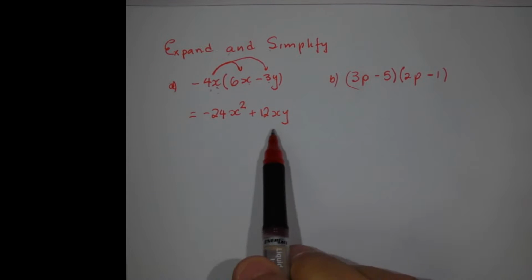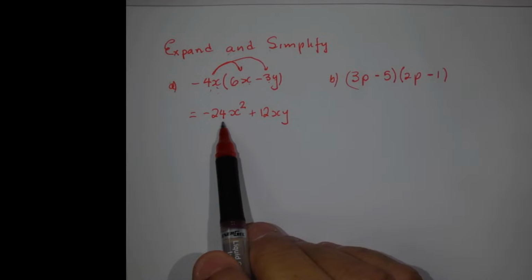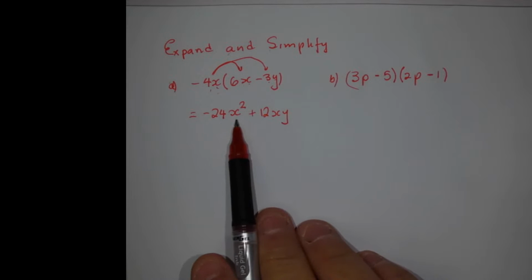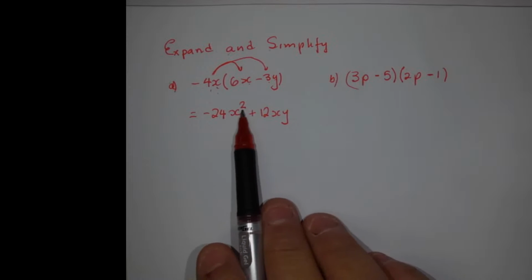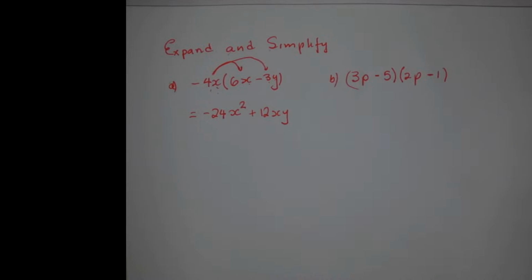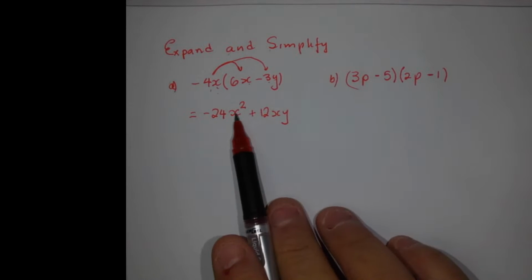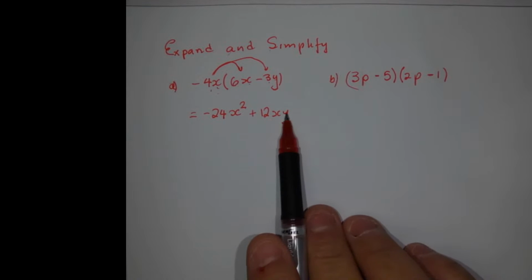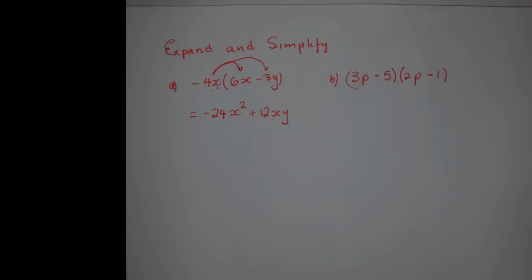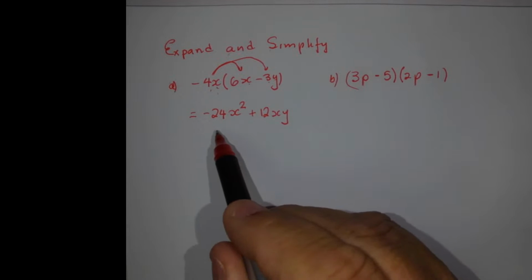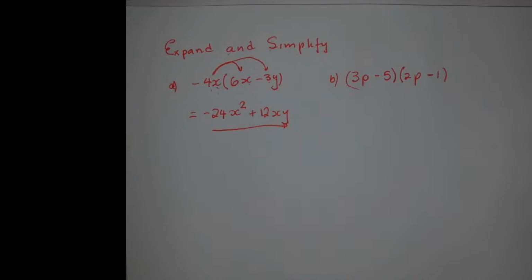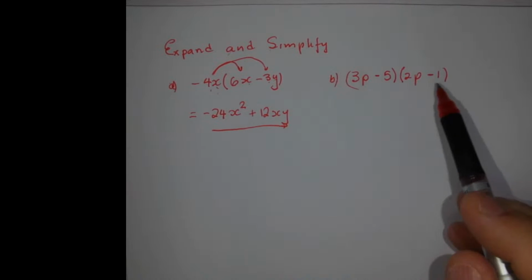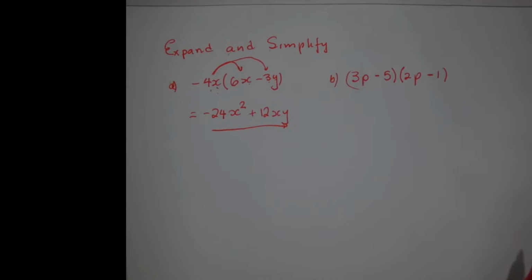Now I look at the expression as a whole, and I see if I've got like terms that I could simplify. Like terms means that you have the same variables, and those variables also include the exponents. So you look at the variables and the exponents, and if they are the same, then you can go on and simplify them further. So that expression, since it doesn't have any further simplification, I will leave as my final answer.